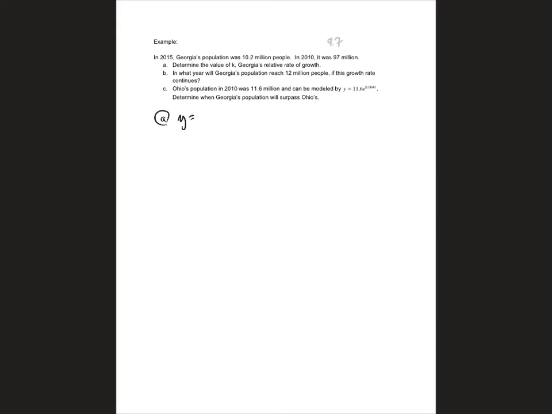But it's not money, so we're going to use the generalized one, which is y equals n times e to the kt. Y is the final population or the final amount, n is the initial population or amount, e is the number e, k is called a growth or decay constant, but it's also called the relative growth rate, and t is time.